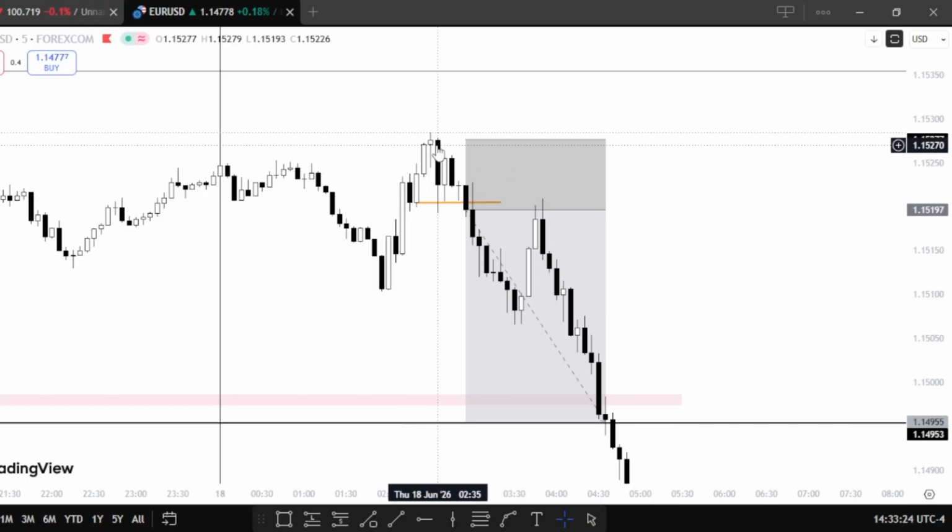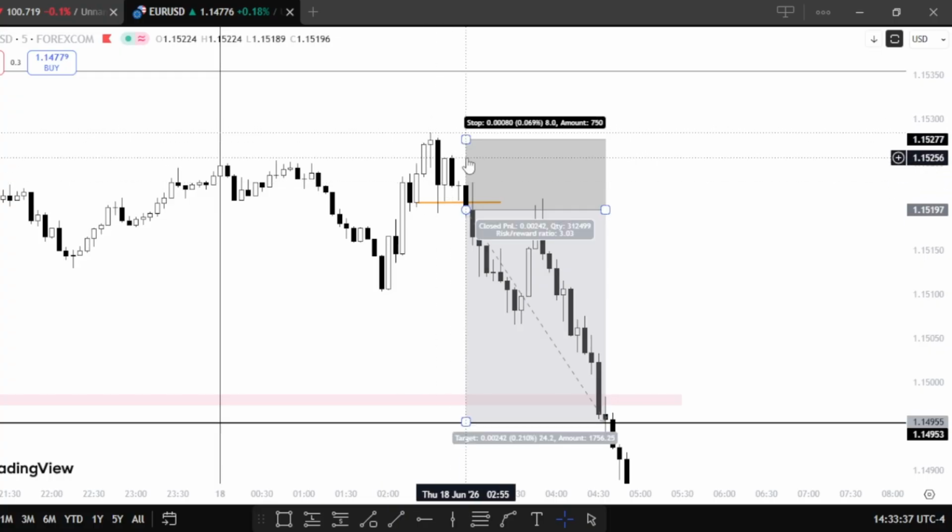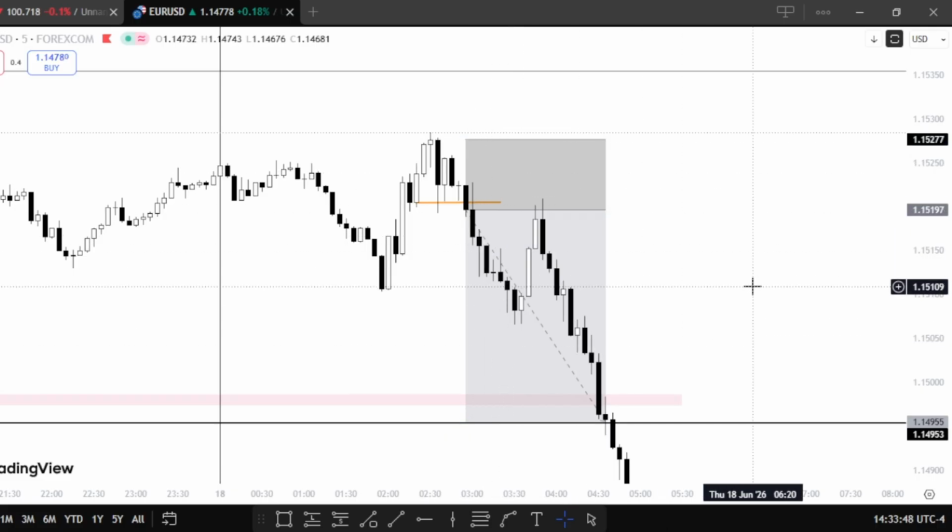I sit at my desk, I mark this change in state of delivery, and I see it dropping. Okay, didn't close. Okay, created SMT with GBP/USD. Okay, the next candle closed. Boom, I am in 100%, and I go to bed. This is so simple and easy, so make it simple like this and you're going to be so profitable.